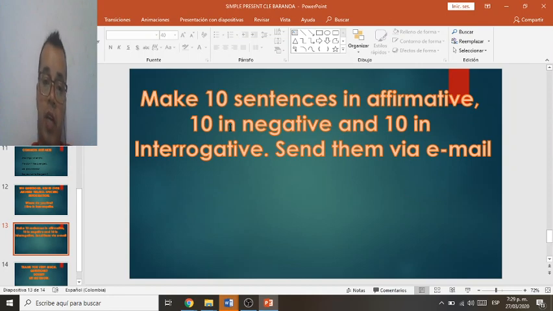Cambian los verbos. 10 in affirmative, 10 in negative. Si pueden buscar las 10 negativas con verbos diferentes, much better. And 10 in interrogative. Las 10 interrogativas, por favor, colocarles respuestas. Si colocan, do you like Spanish? Quiero ver el yes, I do. No, I don't. What do you like? ¿Qué te gusta? I like to go to the gym. Me gusta ir al gimnasio. So, please, I need the answers for the interrogative.